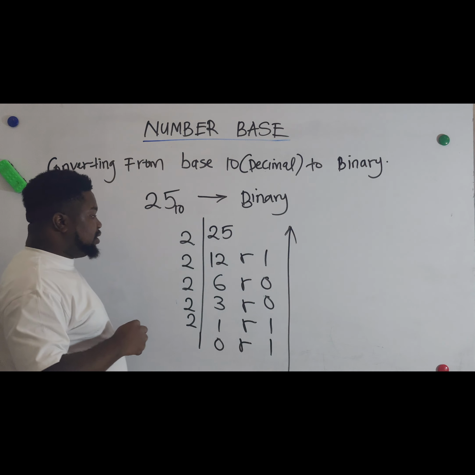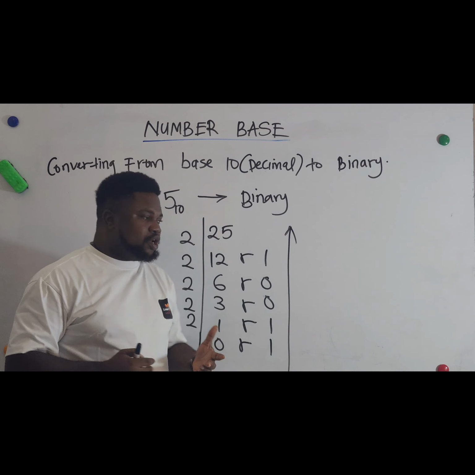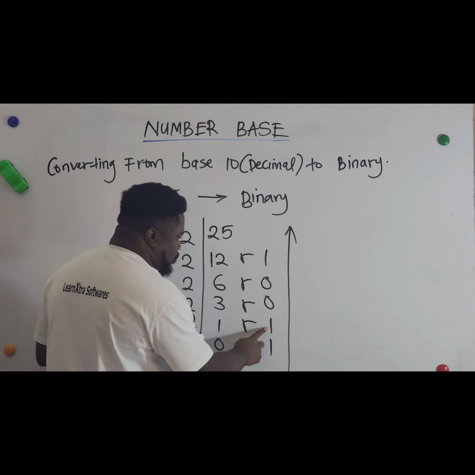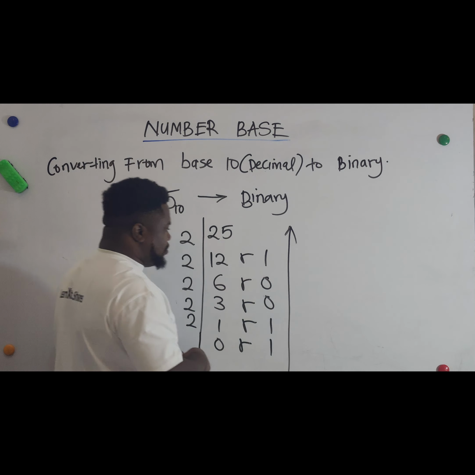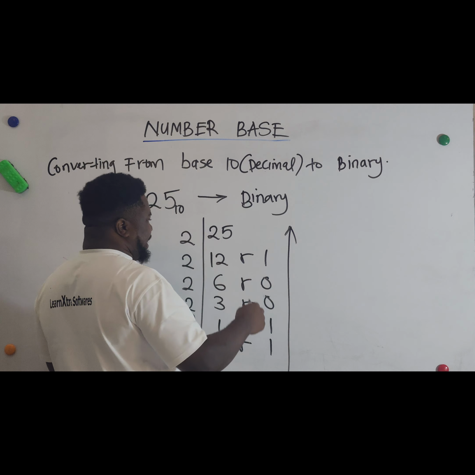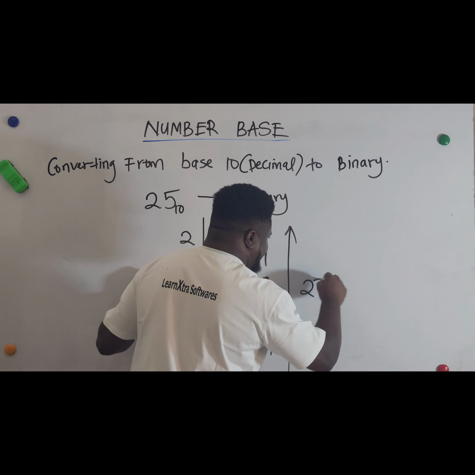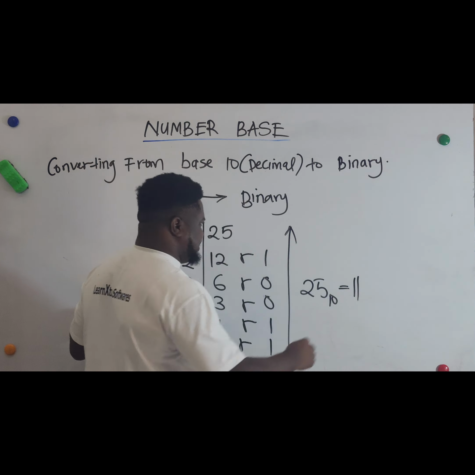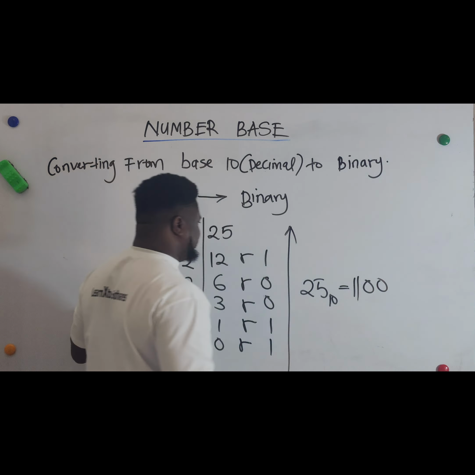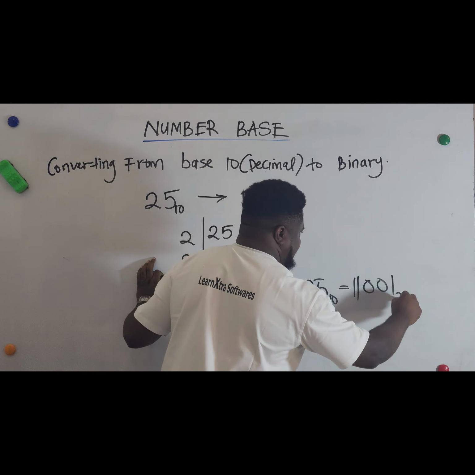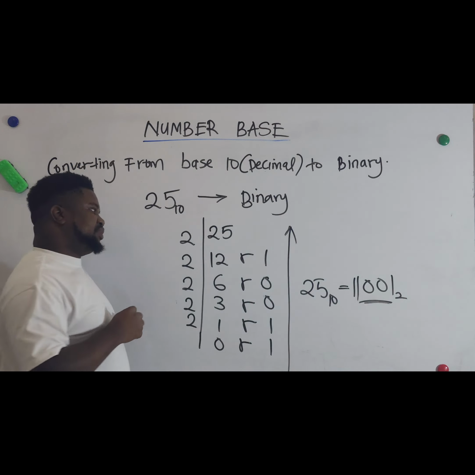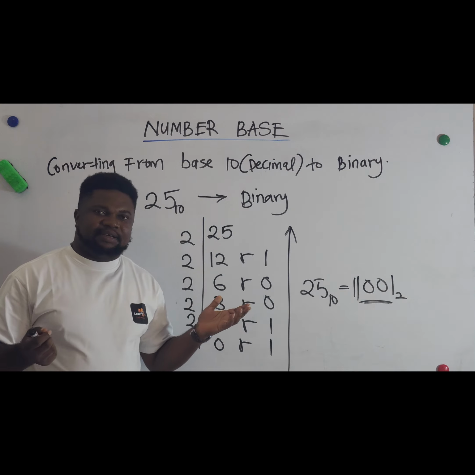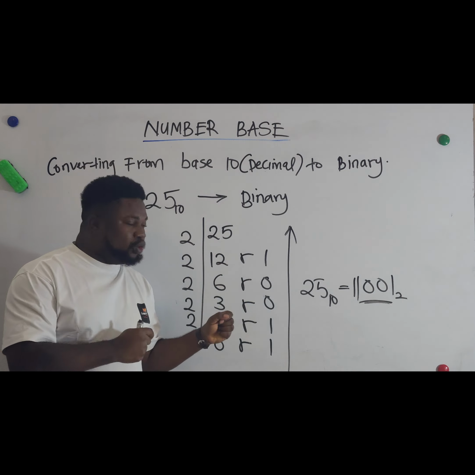When we count up, this pattern is something you know already. When we count up, we now have it to become 11001. It becomes that 25 in base 10 is equal to 11001 in base 2. That's it. This method is the method you know.